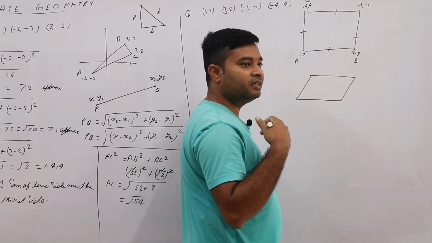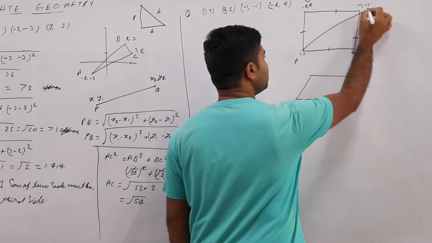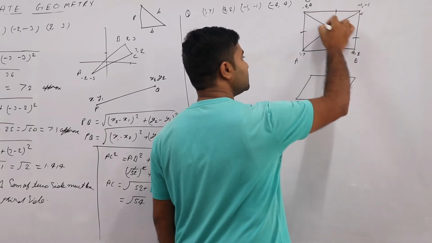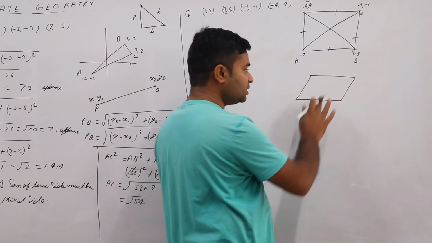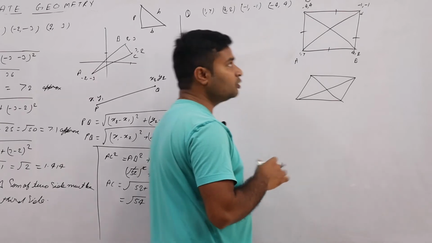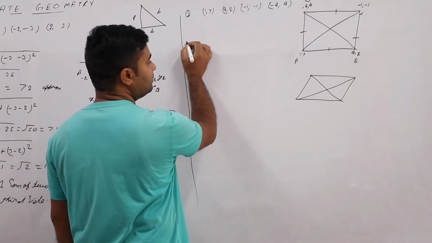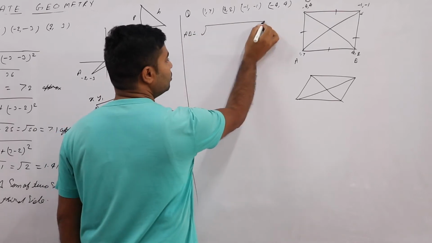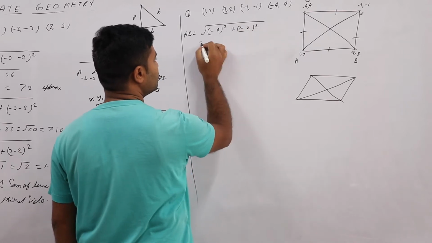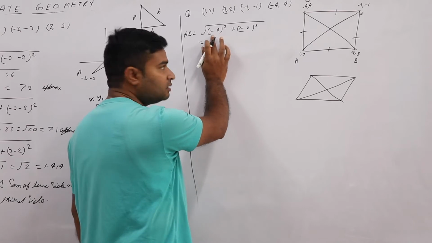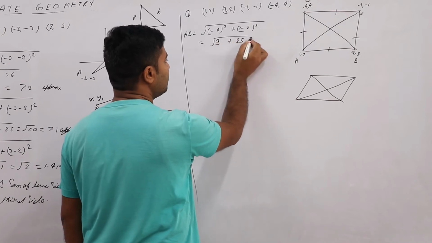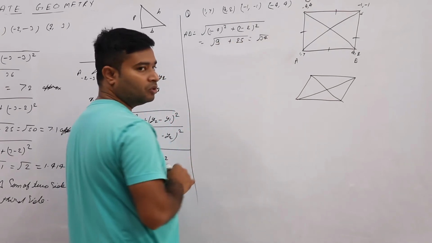For proving it is a square, the diagonals should also be equal. Correct? Because in a rhombus, one diagonal will be long, one will be short. So first we should prove all sides are equal. First which one should I find? AB is root over (1 minus 4) square plus (7 minus 2) square. So this is 3. Be with me. 3 square is 9. This is 5, so 25. How much does it become? 34. Root over 34.